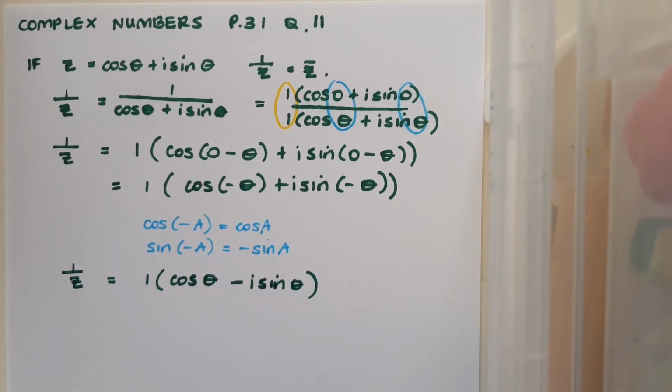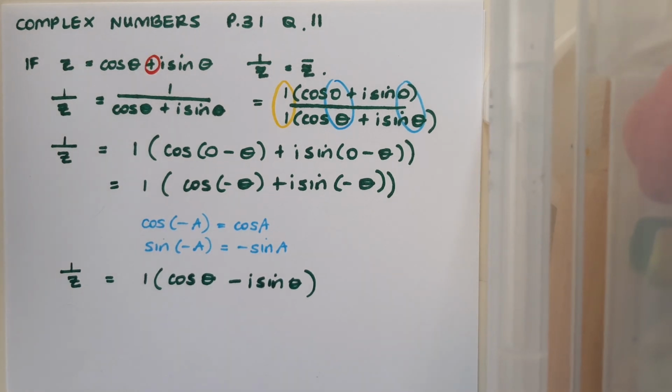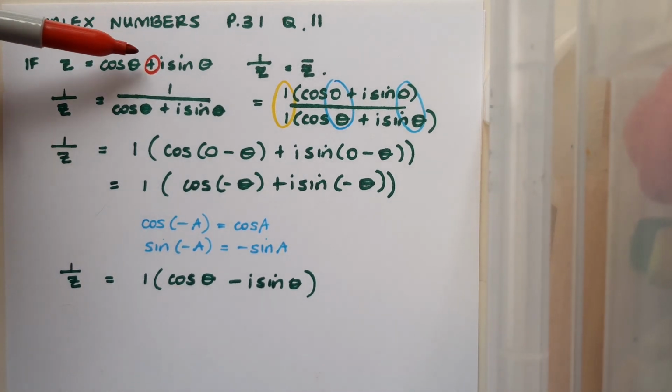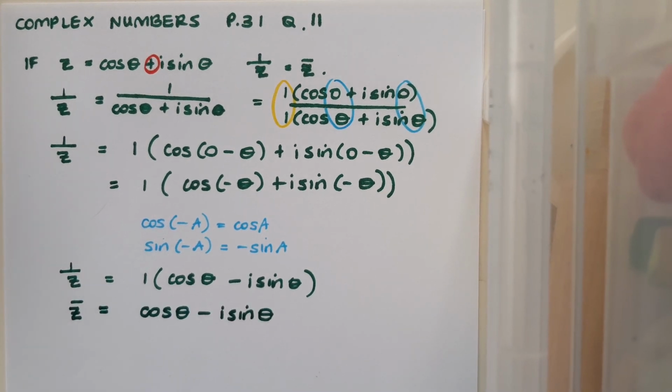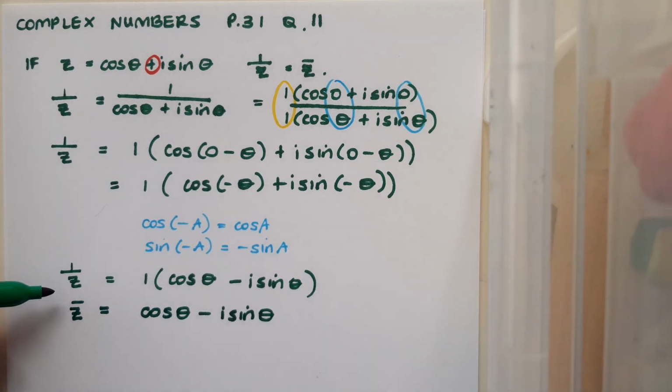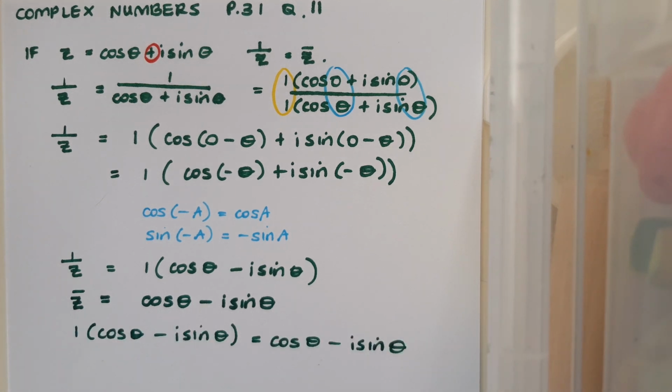So let's look back now to what the question was asking us. It was asking us to show that 1 over z equals z conjugate. Well, what's z conjugate? z conjugate is what I get when I change the sign of the imaginary part of a complex number. So in this case, z conjugate is just cos theta minus i sine theta. So notice the result that I got for 1 over z is exactly that. So I'll conclude now by just making that statement. So first of all, just noting that 1 cos theta minus i sine theta equals cos theta minus i sine theta. And then finally, 1 over z equals z conjugate.